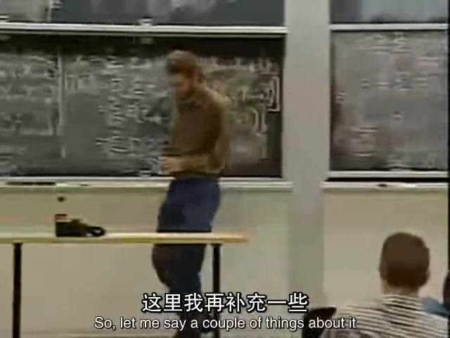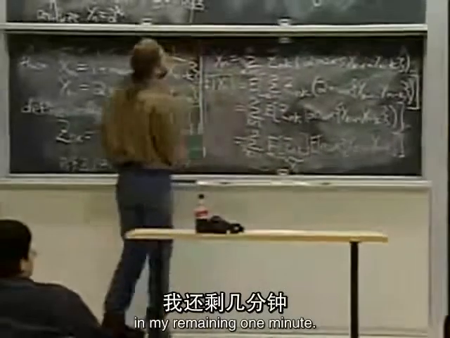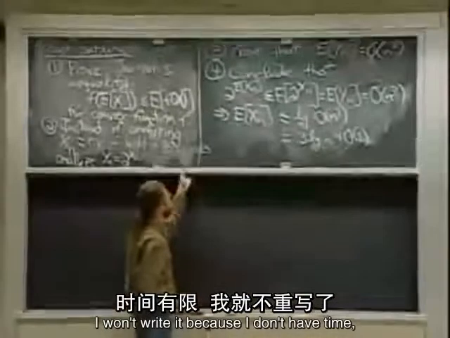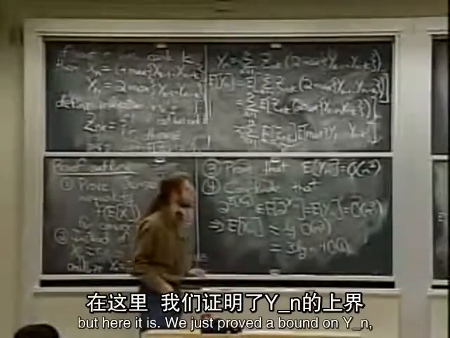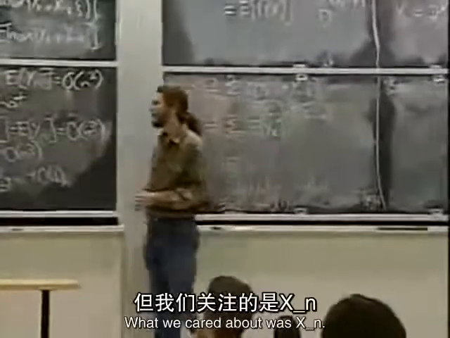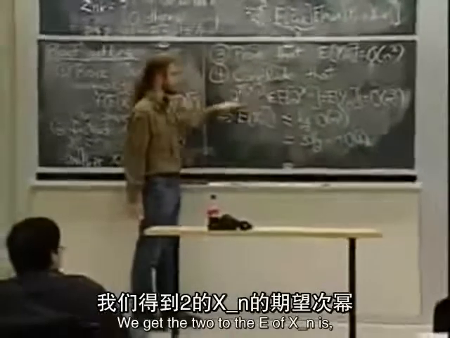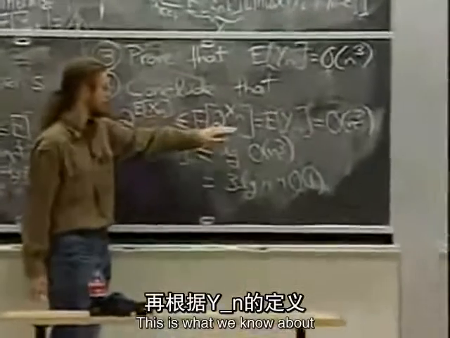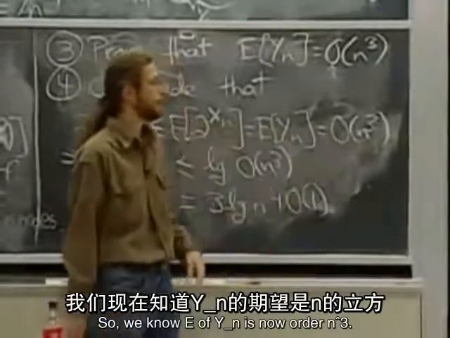So let me say a couple things about it in my remaining 1 minute. So we can do the conclusion again. I won't write it because I don't have time, but here it is. We just proved a bound on yn, which was 2 to the power xn. What we cared about was xn. So we use Jensen's inequality. We get that 2 to the e of xn is at most e of 2 to the xn. This is what we know about, because that's yn. So we know e of yn is now order n cubed.